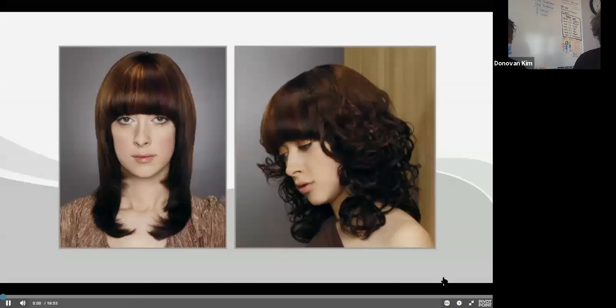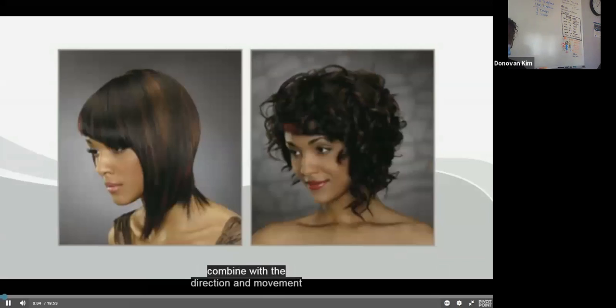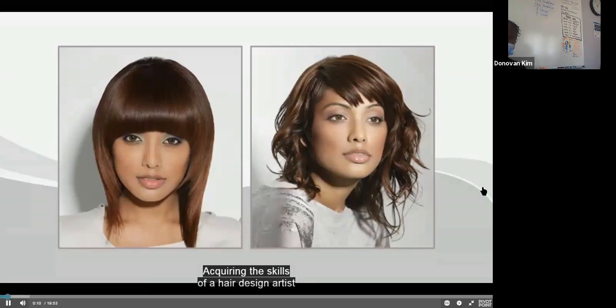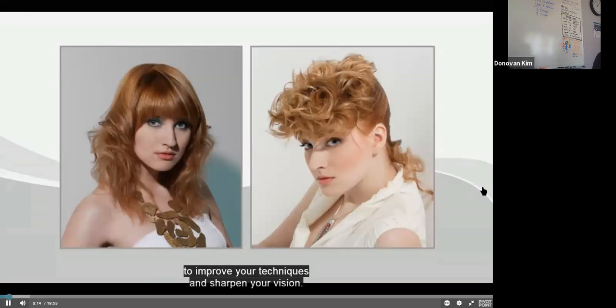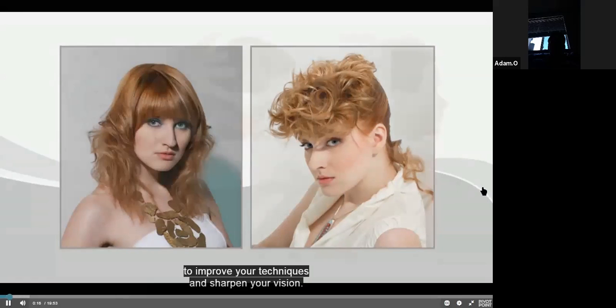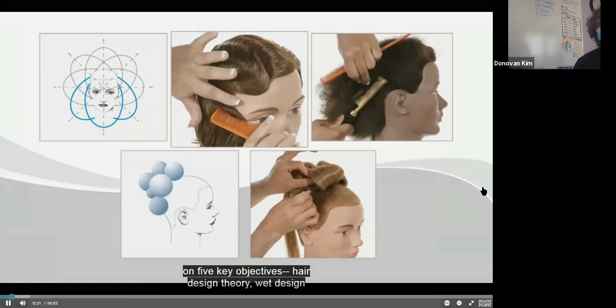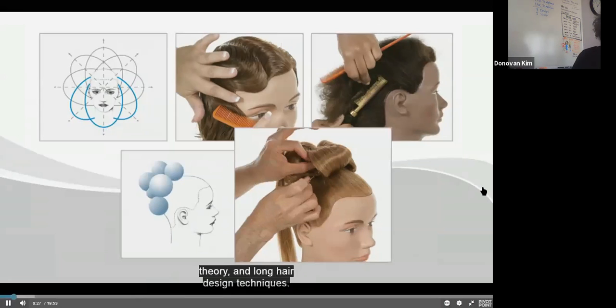Hair design is where form and texture combine with direction and movement to capture a client's dreams and sense of style. Acquiring the skills of a hair design artist takes time and constant dedication to improve your techniques and sharpen your vision. In this chapter, we will concentrate on five key objectives: hair design theory, wet design techniques, thermal design techniques, long hair design theory, and long hair design techniques.